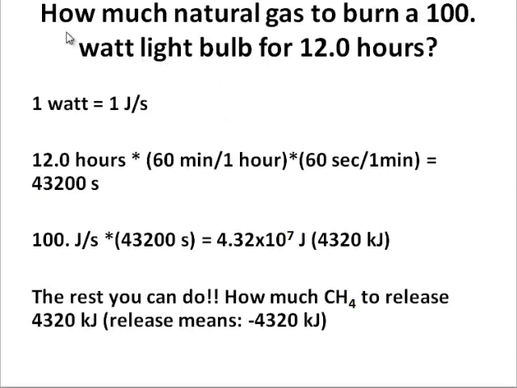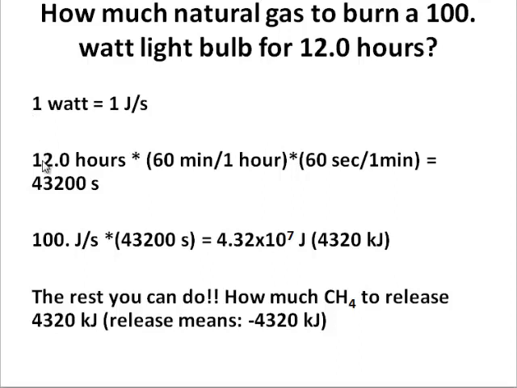So consider this practical question. Suppose that you are using natural gas to make electricity, which has happened in some places and sometimes. You could ask how much natural gas is needed to burn a 100-watt light bulb for 12 hours. Now to answer a question like that, you need to know a few things from me. A watt is a joule per second, so a 100-watt light bulb burns through 100 joules per second. We're going to let it go for 12 hours.